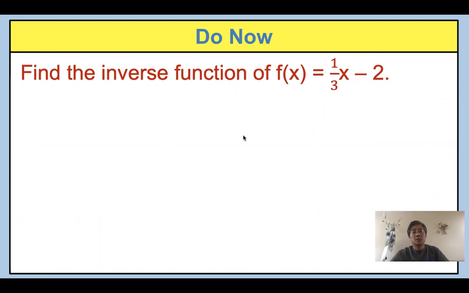So you remember the steps, right? You should remember what the inverse function means. Then you will remember the steps. Can you try? I'll give you about 2 minutes. Okay.